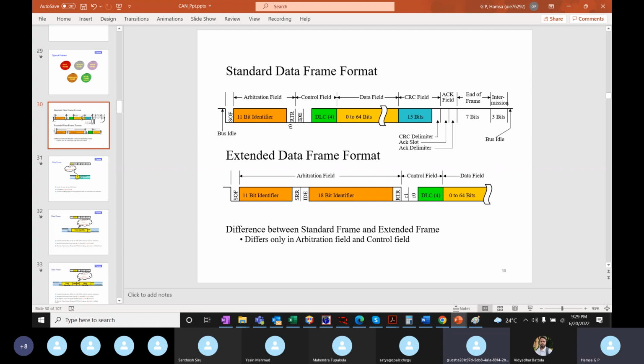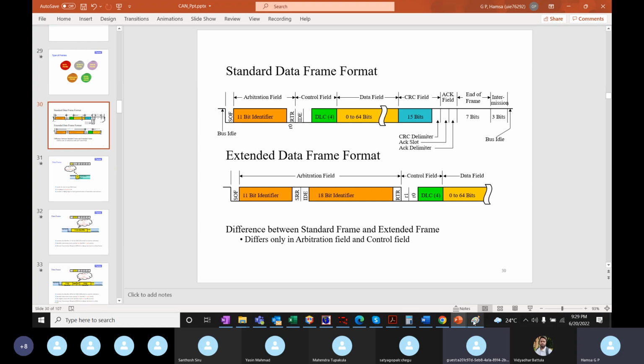Note down what I'm explaining now, because for the extended data frame format, you have to tell me what the default values are and everything. The extended data frame format is the same. It's not going to take much time when you know the standard or 11-bit identifier frame format. So IDE will always be dominant in the 11-bit identifier. Next, moving on to the DLC. What is DLC? Anybody aware what DLC is? The size of DLC is 4 bits.